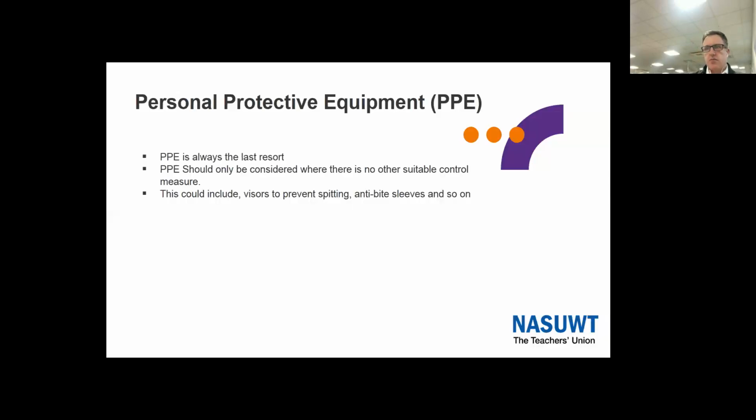And then finally, as I said, PPE, last resort. So if we can't put any other suitable control measure in to reduce and mitigate against the risk of an incident, then we should consider PPE. In terms of pupil incidents, that could mean things like visors to prevent spitting. It could mean anti-bite sleeves, and so on and so forth. But I can't really stress enough that PPE should always be that last resort. We shouldn't be relying on that in the first instance.